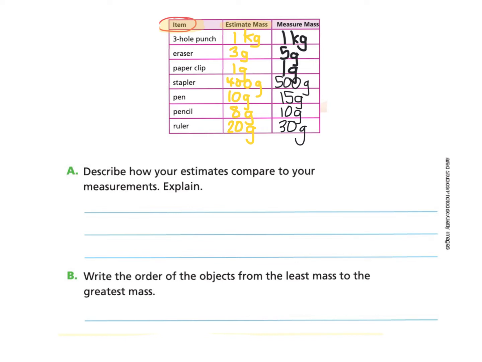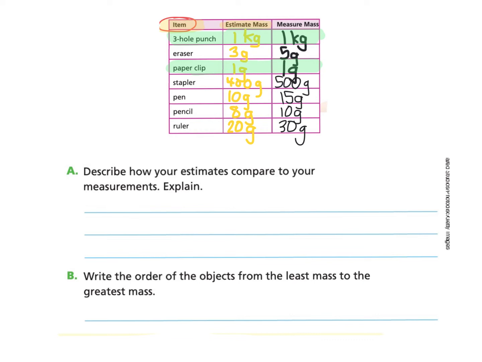I'm noticing that on some of them I was correct and some of them I wasn't correct. So take a minute and maybe pause if you'd like and come back, or just follow along with me to see that I'm noticing that on the 3-hole punch, I did get that one correct. I estimated and the measurement was the same. And on the paper clip, I did get the right measurement. I guessed 1 gram and the measurement was 1 gram.